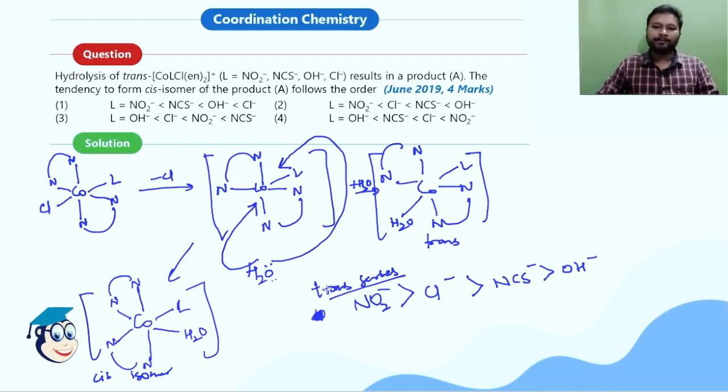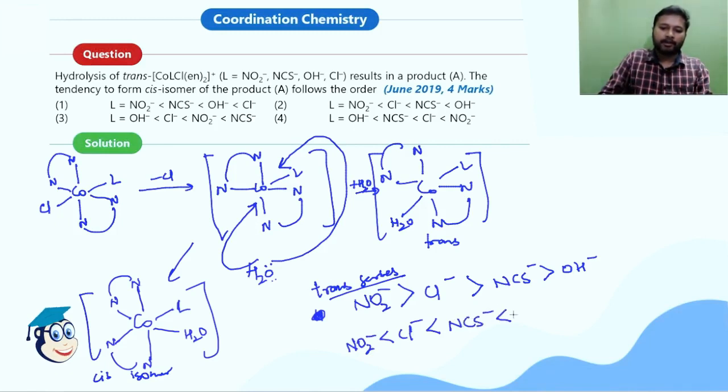But in the question it is asked the tendency to form the cis-isomer. If some molecule is allowing its trans ligand to leave the site, obviously the product formed will be the trans product, right? But we want the cis product in this particular case. So in order to form the cis product, we have to reverse the series. That's all you have to do. If we reverse this series, NO2 minus will be smallest, then comes chloride, then NCS minus, and the last one will be OH minus. If you match it with the options, you will find that option number 2 is the correct option. This tells you the tendency to form the cis-isomer.